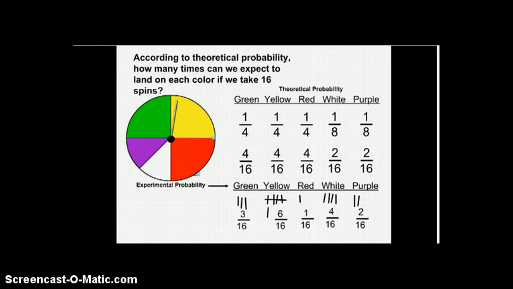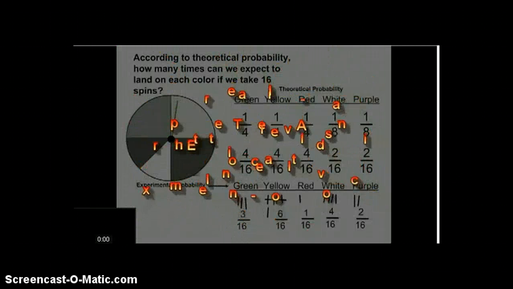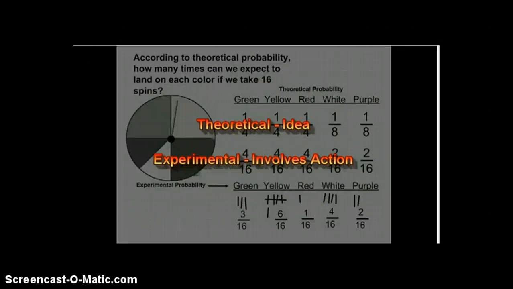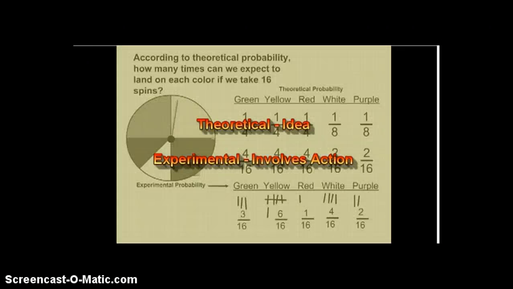So remember, theoretical probability is probability based solely on the sample space shown without doing any action or collection of data. Whereas experimental probability is probability based on performing an action and collecting data.